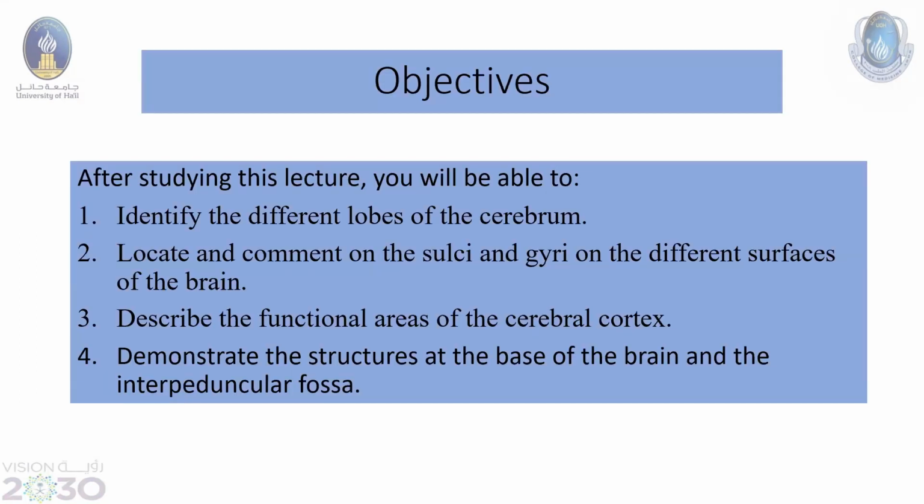These are the objectives related to this topic. First, we'll try to identify the different lobes of the cerebrum. Then we'll locate and comment on some of the important sulci and gyri on different surfaces. Then we'll discuss some of the important functional areas of the cerebral cortex. Then we'll try to demonstrate some of the important structures in the base of the brain, especially the interpeduncular fossa.